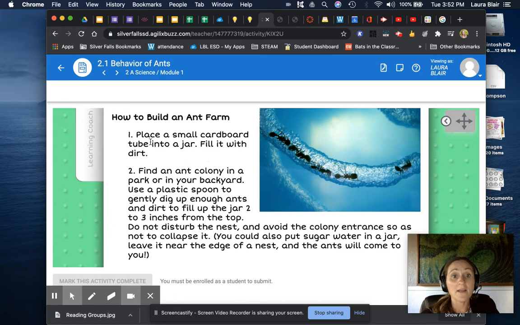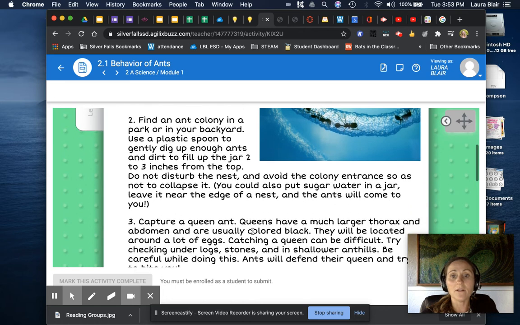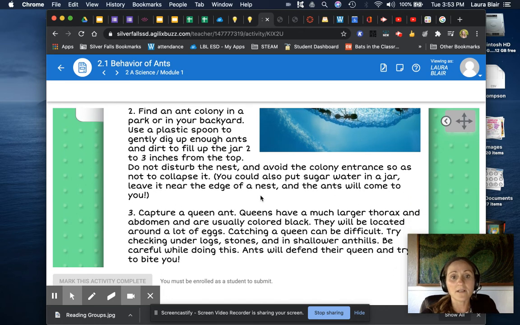So number one, place a small cardboard tube into a jar. Fill it with dirt. Find an ant colony in a park or in your backyard. Use a plastic spoon to gently dig up enough ants and dirt to fill up the jar 2 to 3 inches from the top. Do not disturb the nest and avoid the colony entrance so as not to collapse it.